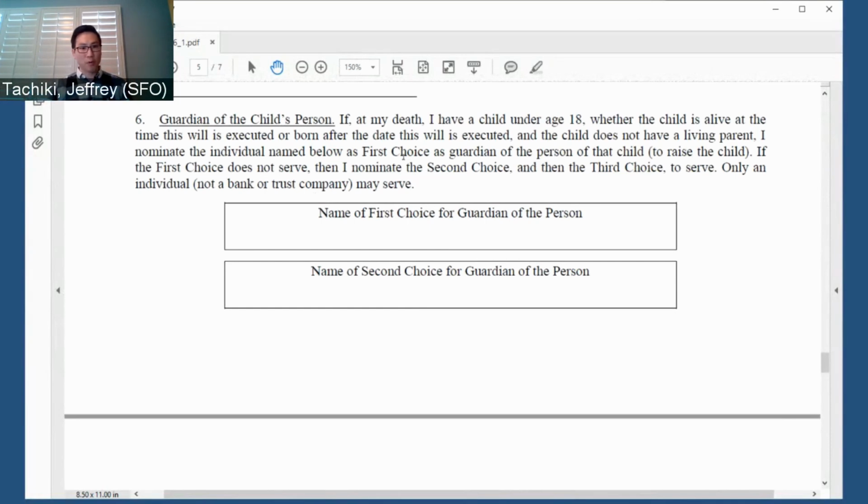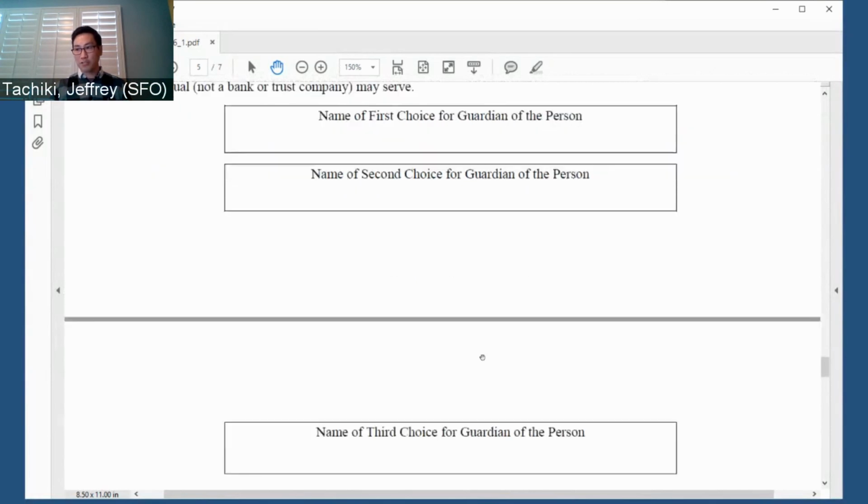Maybe you were separated, maybe you weren't fully divorced, and maybe there's an issue there that someone else, another family member, might raise about this parent. You want to make sure. For me, it's just additional clarity. There are 3 choices here: first, second, and third.